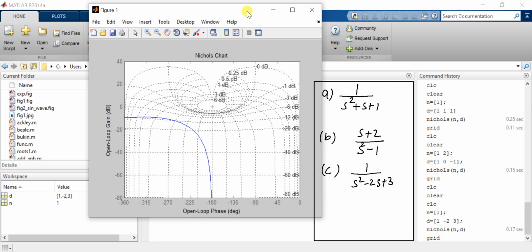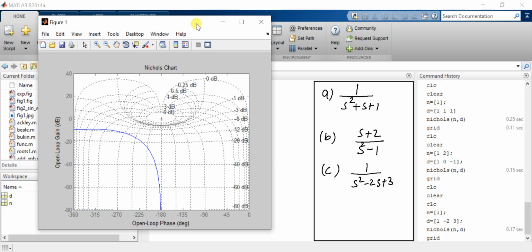I hope how to draw Bode plot, root locus, Nyquist plot and Nichols chart is clear to you. You can simply draw for a particular state space system by simply passing all the matrices A, B, C and D.